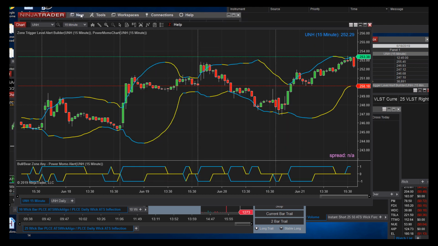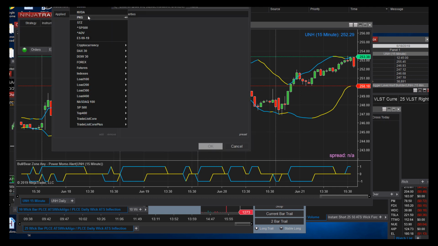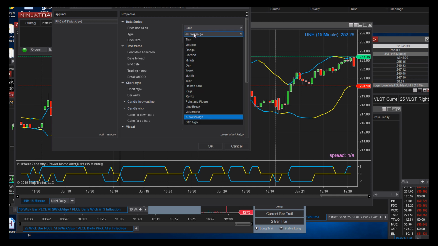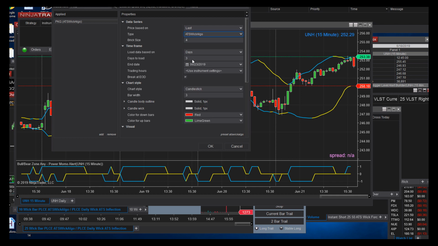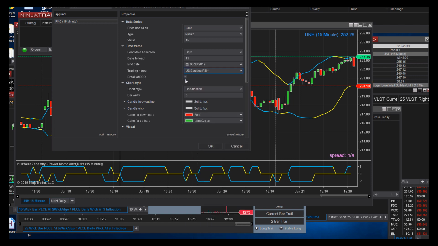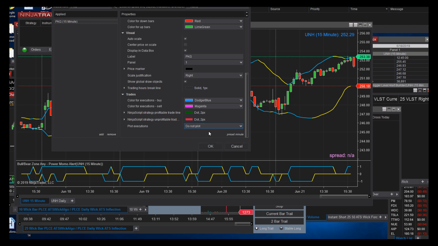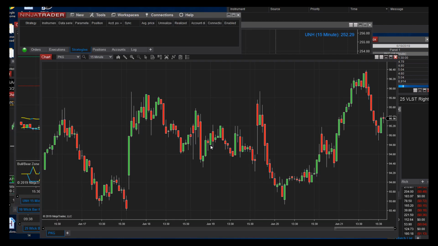So to create the new chart, we go to Chart, New, select a symbol, go over here to minute or daily, whichever you choose. We're going to do the 15-minute. We're going to put in our 45 days. We're going to set our regular trading hours, break it into day, do not plot. I'm going to create that chart.